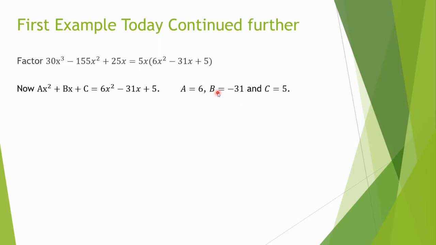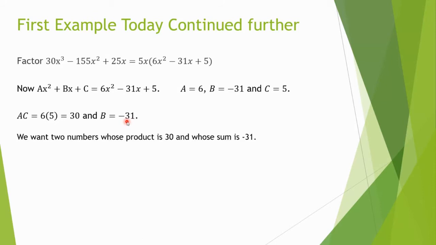So by our AC method, what do we want to do? We want two numbers whose product is 6 times 5, and the sum has to be minus 31. Okay, good. So we have to find those numbers. This is just writing out what I just said: two numbers whose product is 30, and the sum is negative 31. So this is what we want.